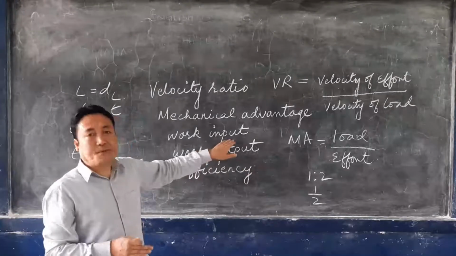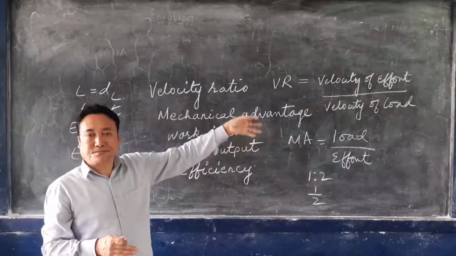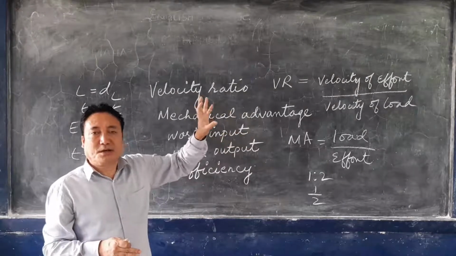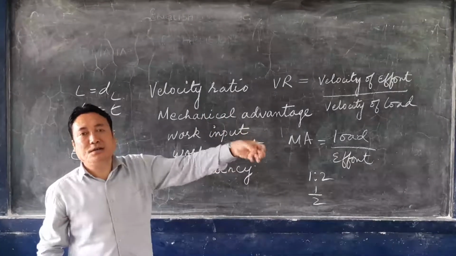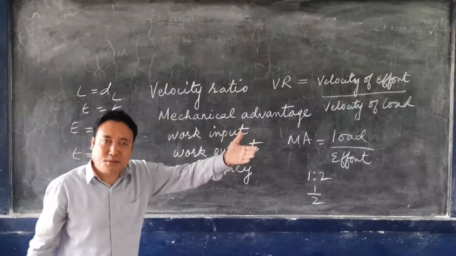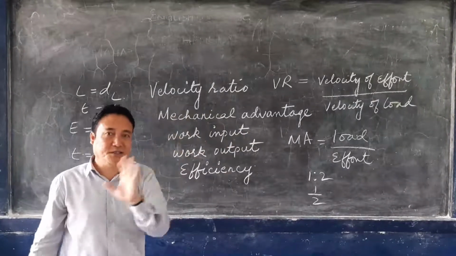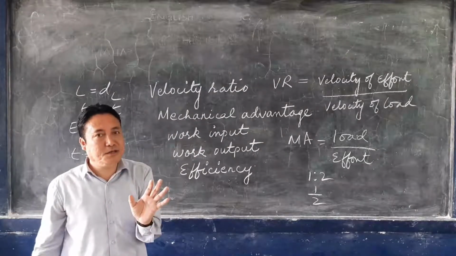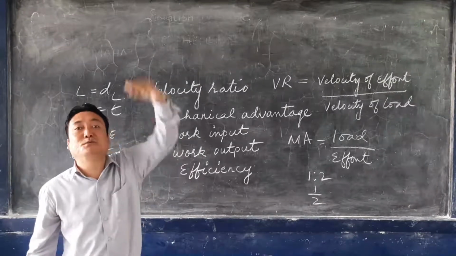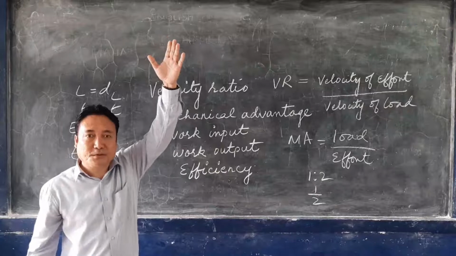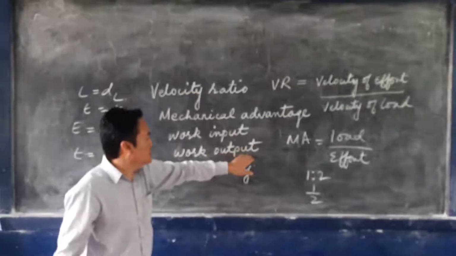So work input is the work done on the machine, and work output is the work done by the machine. Work done on the machine, work done by the machine. See the difference there. Work done on the machine means we have to do work on the machine. Work done by the machine means the machine will lift up the vehicle in order to do some useful work. That is the work output.